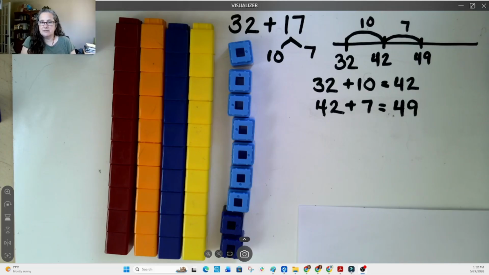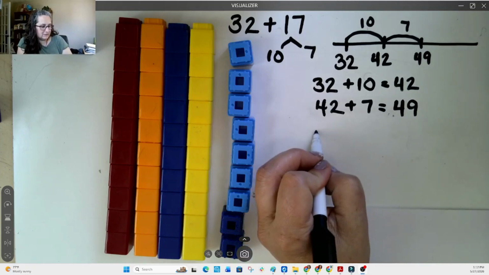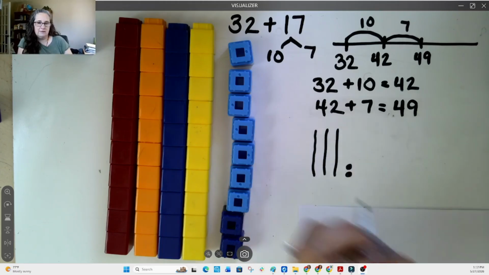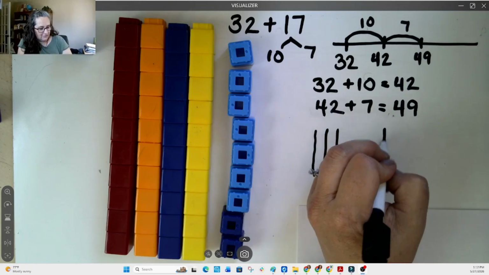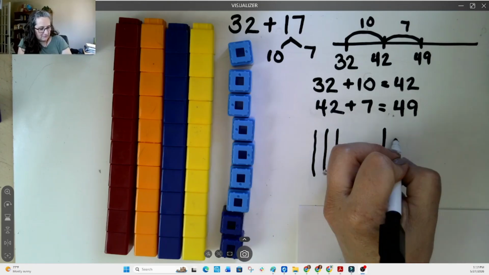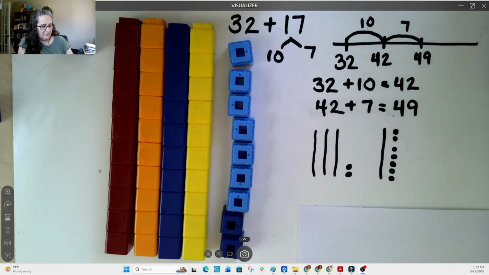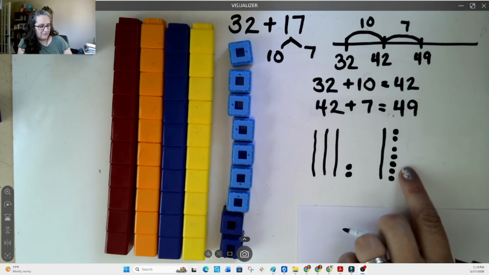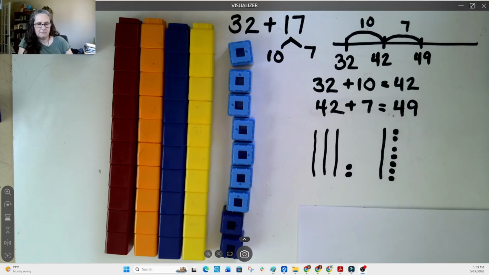We could also do this with base 10 blocks. You could also use a rekenrek to model this if you wanted. And students might also draw to show the picture. So I could start with 3 tens, 2 ones, and I'm adding 1 ten and 7 ones. So I have 32, 42, 43, 44, 45, 46, 47, 48, 49.